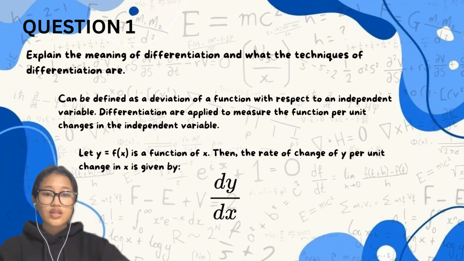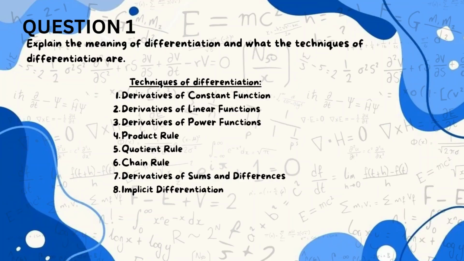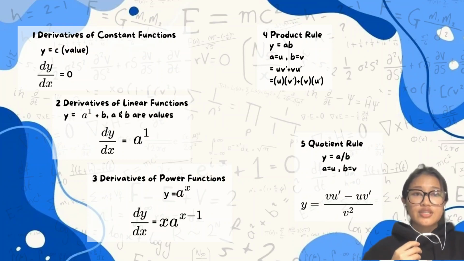To illustrate, let y equals f(x) be a function of x. Then the rate of change of y per unit change in x is given by dy over dx. In differentiation, there are a total of 8 techniques used to measure the function per unit change in the independent variable. The first one is the derivation of constant functions. The formula is y equals c, where c is a constant value, therefore dy over dx equals 0.